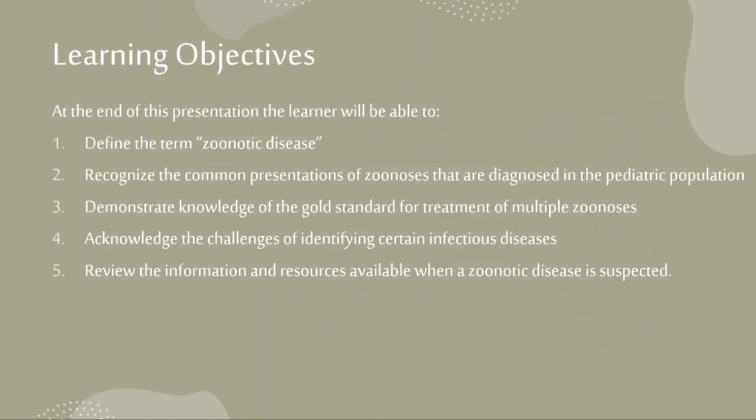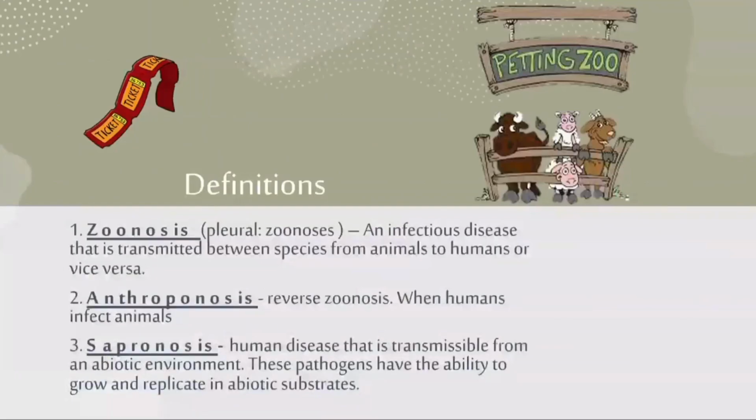Define some terms that we may not be familiar with, recognize the common presentations of some zoonoses, be able to give the treatment for multiple zoonoses, and then acknowledge the challenges of identifying these and get an overview of the resources that are available when one of these is suspected.